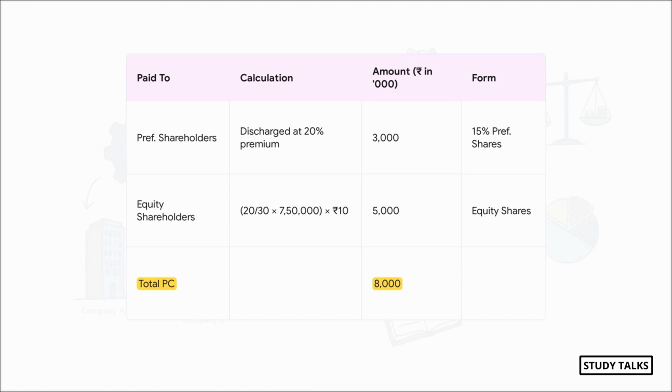And finally, we have the intrinsic value method. This one's all about finding a fair share swap ratio. So let's say the selling company's share is worth 20 and the buying company's share is worth 30. That means the exchange ratio is 20 over 30. We use that ratio to figure out the value of the new equity shares we need to issue, which comes out to 5,000 here. We add that to the 3,000 being paid to the preference shareholders and we get our total PC of 8,000. It's just about the ratio.